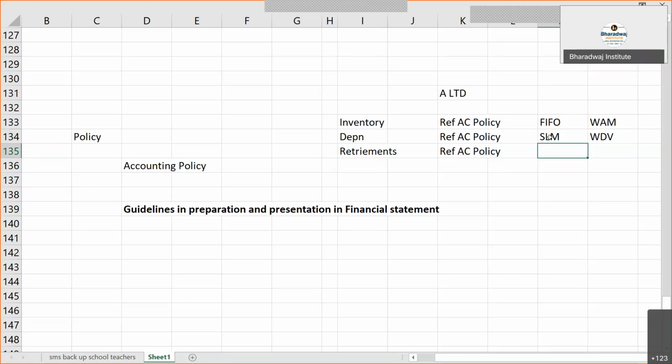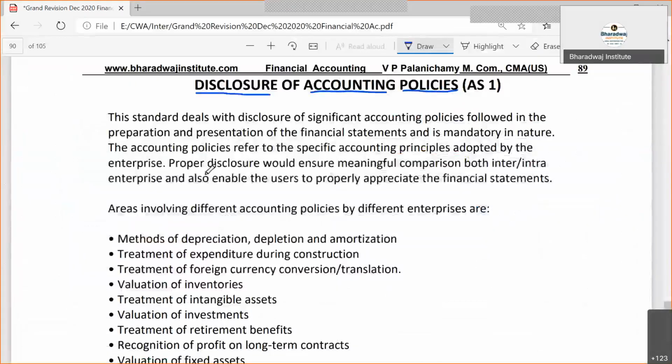If you don't have a uniform accounting policy, the problem is people will take the accounting for granted. They will keep changing the accounting policy. That's why all companies are required to have an accounting policy for preparation and presentation of financial statements. So you can look at the significant accounting policies followed in the preparation and presentation of financial statements.